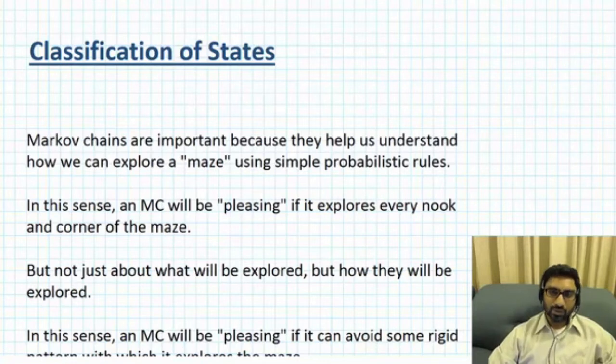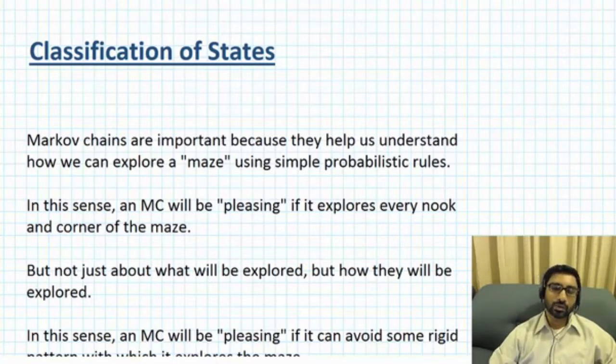We've already seen what Markov chains are, and we've seen how they can be useful in the context of algorithms. In particular, we saw how they were useful in analyzing a very simple randomized algorithm for the 2-SAT problem. In general, Markov chains are interesting because they help us understand how to explore a maze using simple probabilistic rules, and that's what's appealing about them.